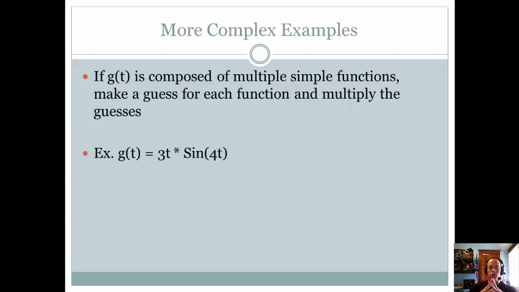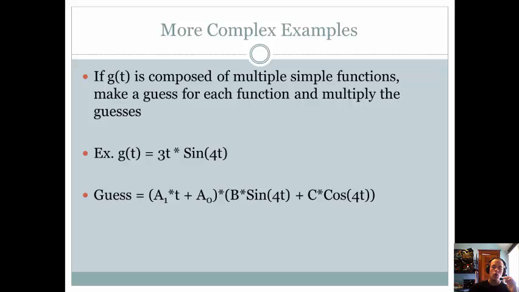So for example, if our non-homogeneous term g of t was equal to 3t times sine of 4t, we see that that's a polynomial times a trig function, sine of 4t. So what we do is we make our guess for our polynomial, which in this case is a1 times t plus a naught, and then we multiply that guess by our guess for the trig term, which is b times sine of 4t plus c times cosine of 4t. We multiply these guesses together, simplify, take the derivative as usual, and solve for our unknown coefficients. That's what you do in a more complex situation.